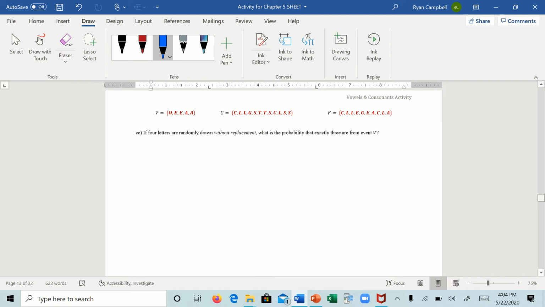This time, if 4 letters are drawn without replacement, what's the probability exactly 3 of them are in event V? So if 4 letters are randomly drawn, what's the probability that at least 3 of them are from event V? So we have where the last one isn't in V, the third one isn't in V, the second one isn't in V, or the first one's not in V, right?